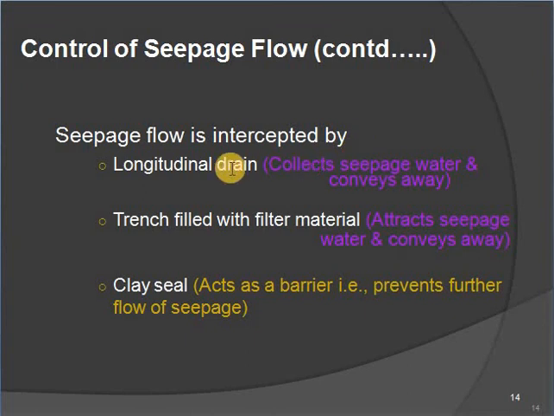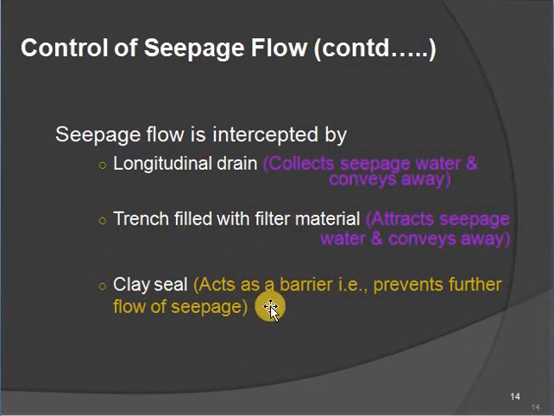Seepage flow is intercepted by longitudinal drains. It collects the seepage water and conveys it away. And the trench filled with filler material attracts seepage water and conveys it away. And next is the clay seal, which acts as a barrier and prevents further flow of seepage. So this is nothing but seepage flow being intercepted. It is attached with these longitudinal drains, the trench filled with fill material, and the clay seal.